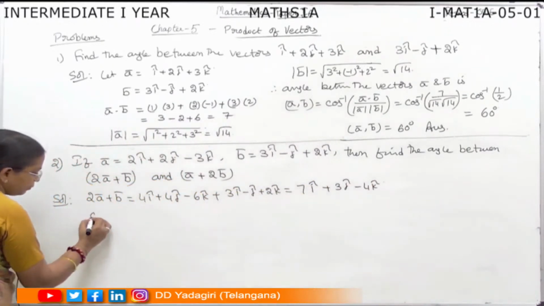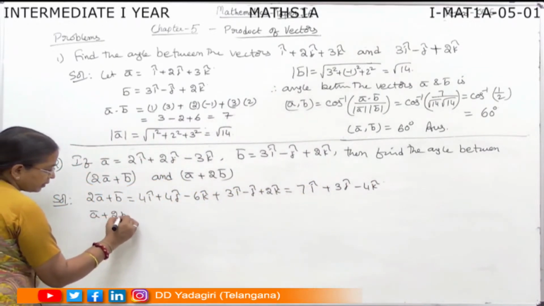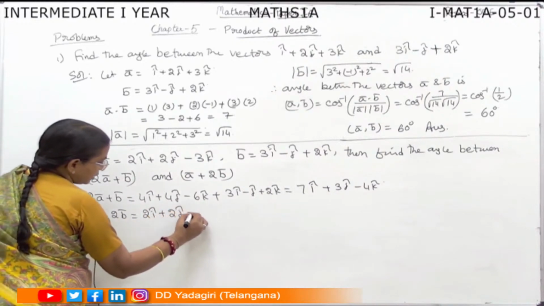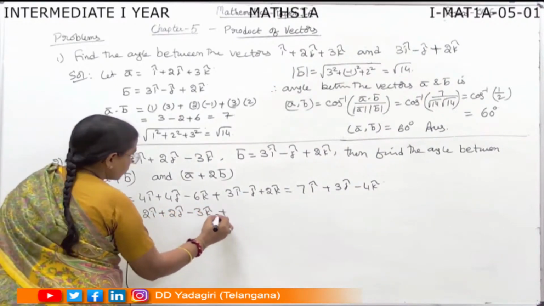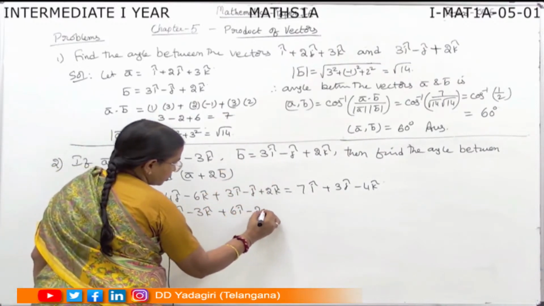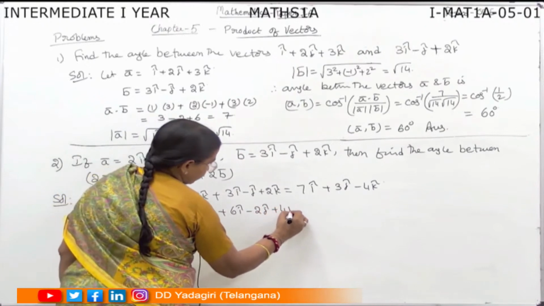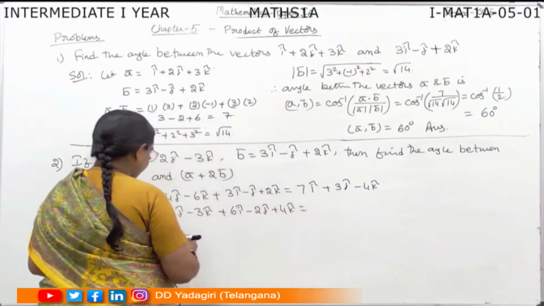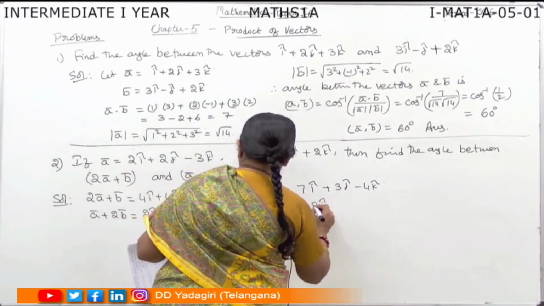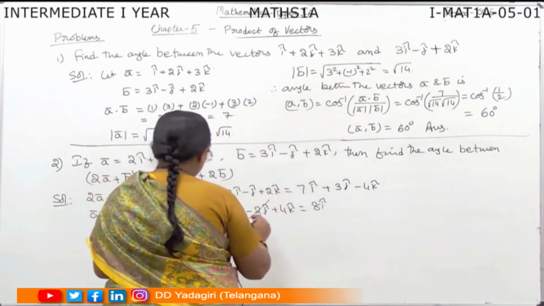Next find the A plus 2B vector. A is 2i plus 2j minus 3k, plus 2B. Multiply B by 2, so 6i minus 2j plus 4k. When you simplify it is 8i. 2j gets cancelled. So it is plus k.